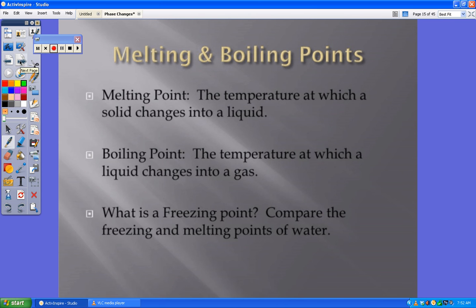Melting and boiling points. Melting point is the temperature at which a solid changes to a liquid. So this is roughly 0 degrees Celsius for water. The boiling point is roughly 100 degrees Celsius for water.